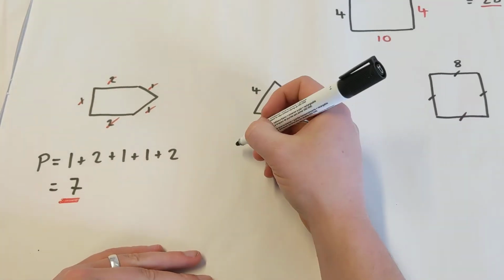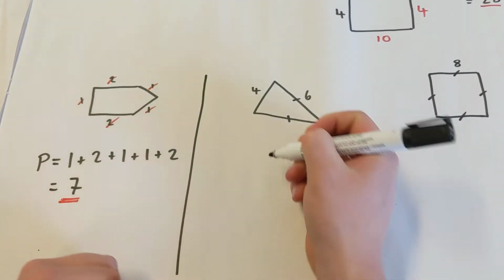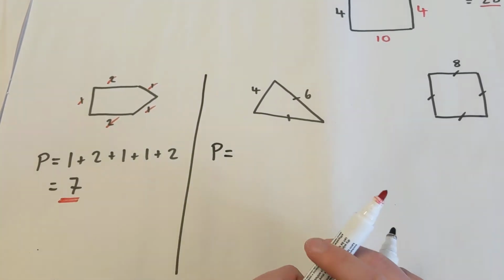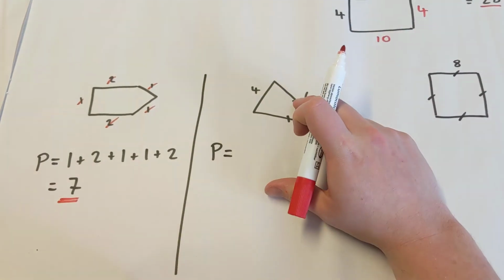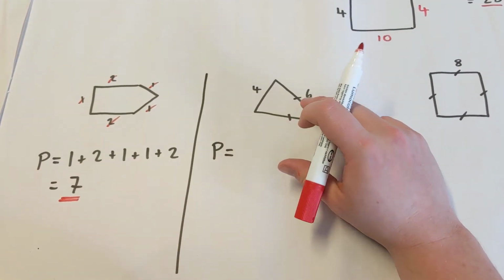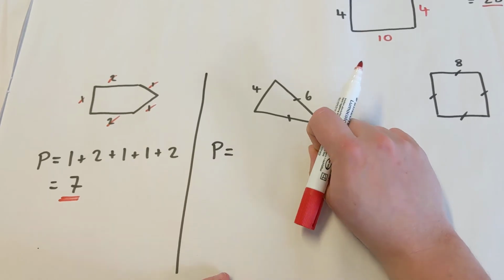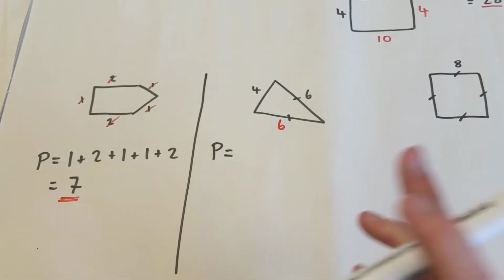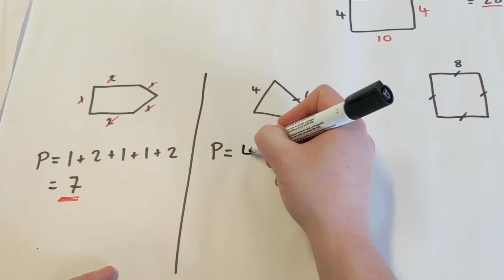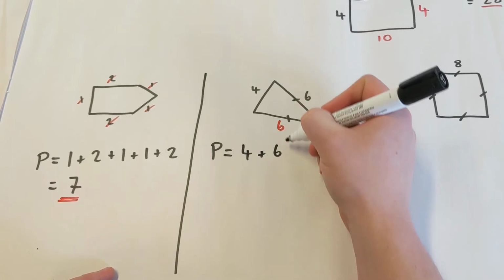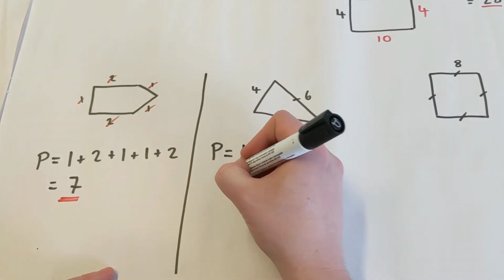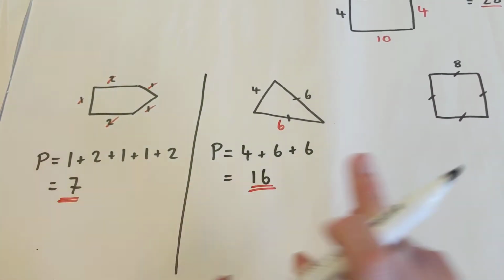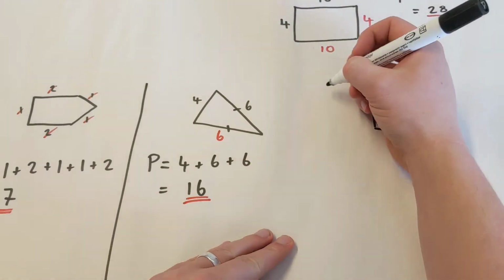Now, if we look at this one, we'll see that not every side is labelled. And so we need to use some of the knowledge we have for triangles here. So what does this little line mean? Well, remember, that little line means the sides are the same size. So that means this side is also 6. And now I can add them up, because I've got my 4 added onto my 6, added onto my 6, which if I add those all together gives me 16. And we're going to use similar here for this one.